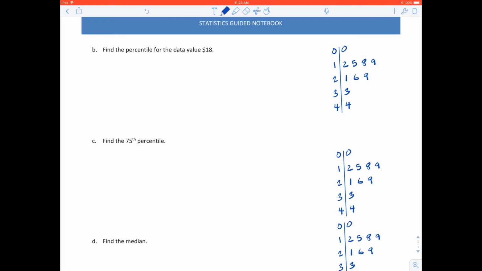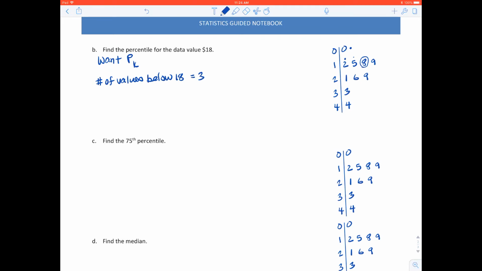All right, now let's find the percentile for the data value 18. So we've got a different situation here, right? We want PK. So K is the one that is unknown. So here, remember, we have to go to what? We have to count the number of data values that are below this 18 here, right? So there are 1, 2, 3 below, right? So the number of values below 18 equals 3.